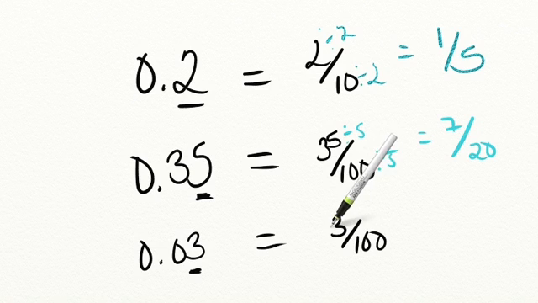And lastly, 3 hundredths. We actually can't divide 3 hundredths any further down since 3 is a prime number and 100 isn't divisible by 3. So 3 hundredths is already in simplest form.